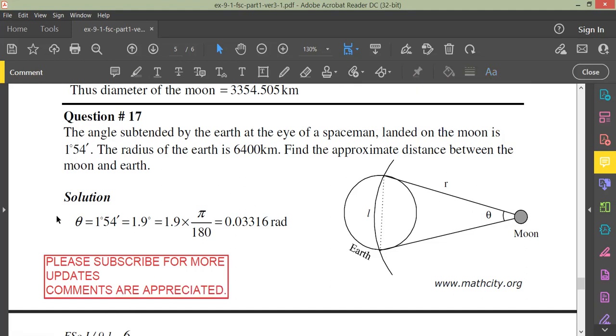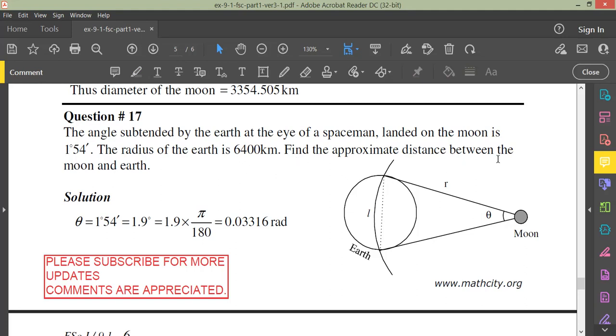Okay, this is our last question. Question number 17. The angle obtained by the Earth at the eye of a spacecraft landed on the moon. This is our moon. This is angle. This is L. This is R. We know about it from our previous diagram. So theta is equal to 1 degree 54 minutes. So this will be equal to 0.03316 radian. R is equal to 6400 kilometers.